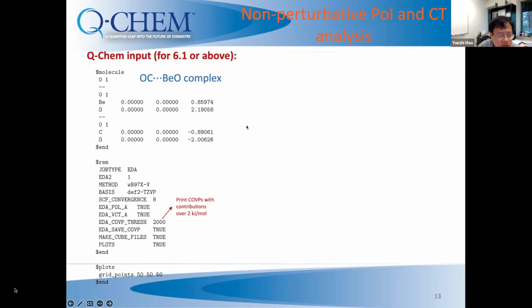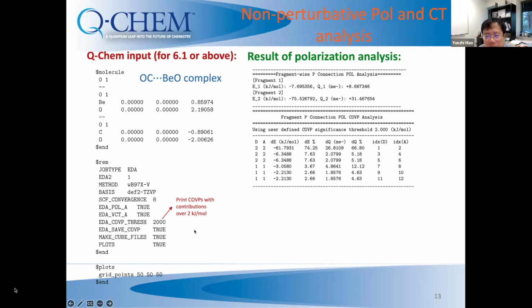Okay, so here the basic setup is the same as the previous example, but here we turned on the polarization and the charge transfer analysis, and also turned on the COVP analysis to get the orbital picture. So first, let's look at the polarization analysis. You can see, based on this result, fragment 2 contributes much more energetically to the polarization, and that corresponds to the polarization of the CO molecule.